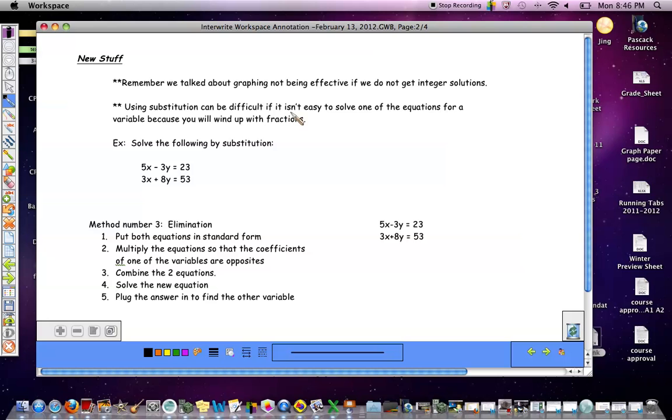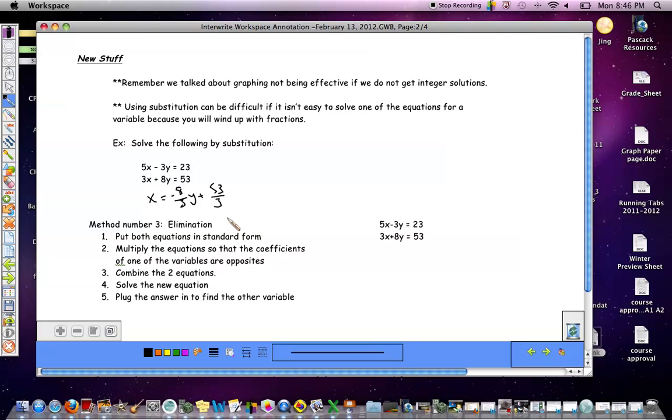Using substitution can be difficult if it isn't easy to solve one of the equations for a variable because you wind up with fractions. For example, look here. It's not easy to solve for either x or y in any of these equations, because you wind up getting fractions. Even if you look at the bottom one, for example, if you solve the bottom equation for x, you have to subtract 8y and you divide by 3. You wind up with x equals -8 over 3 y plus 53 over 3. Then you got to take this, plug it in there, multiply times 5. Nothing cancels for us. So substitution isn't the best method here.